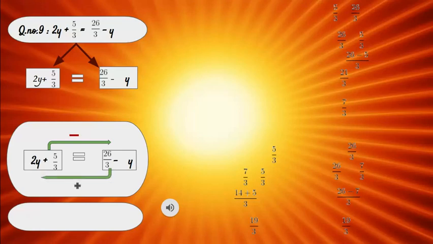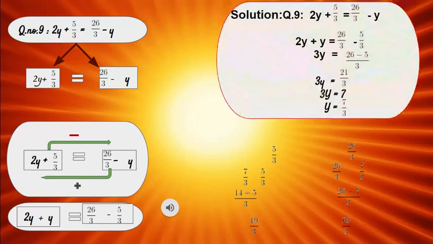So now we are getting 2y plus y is equal to 26 upon 3 minus 5 upon 3. It's very simple. 2y plus y, 3y. And right side also denominators are same, so directly we can subtract the numerators. 26 minus 5, 21. So we will get 3y is equal to 21 upon 3. 21 upon 3 means 7. 7 3s are 21. So 3y is equal to 7. So y is equal to 7 upon 3. That is the value of y.